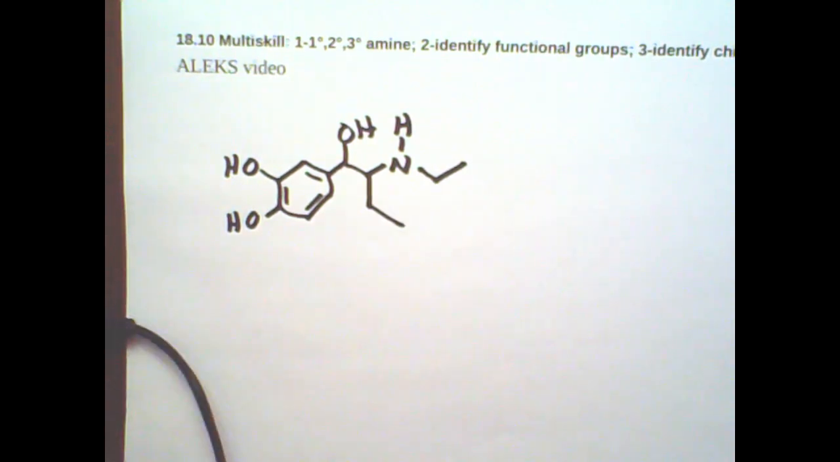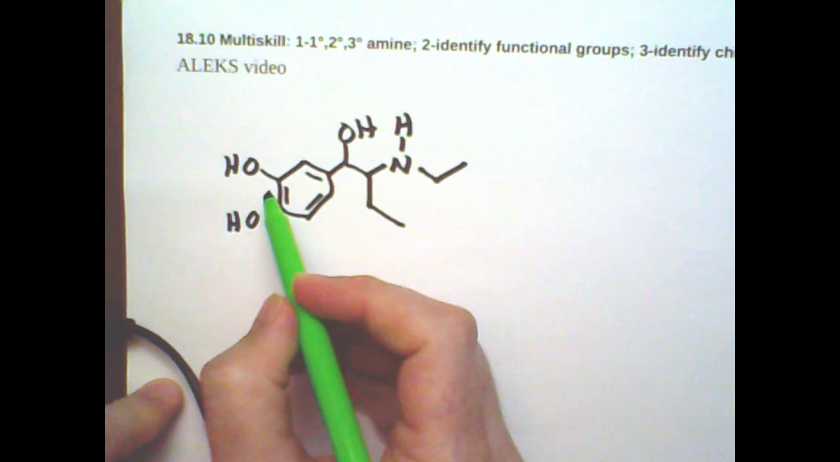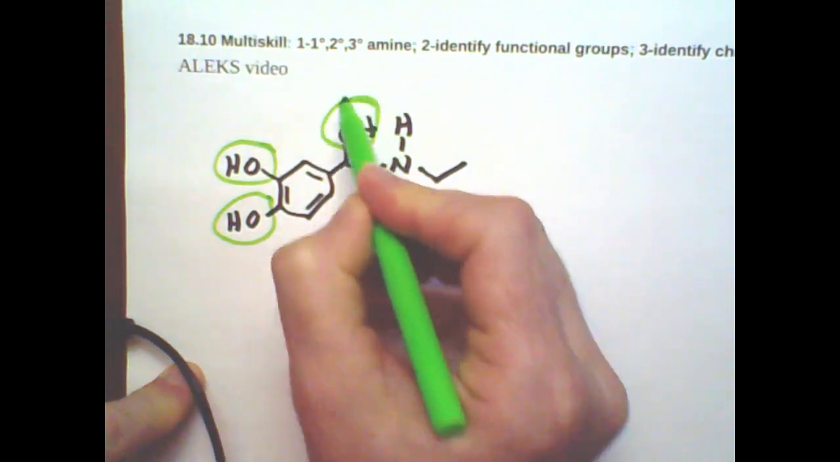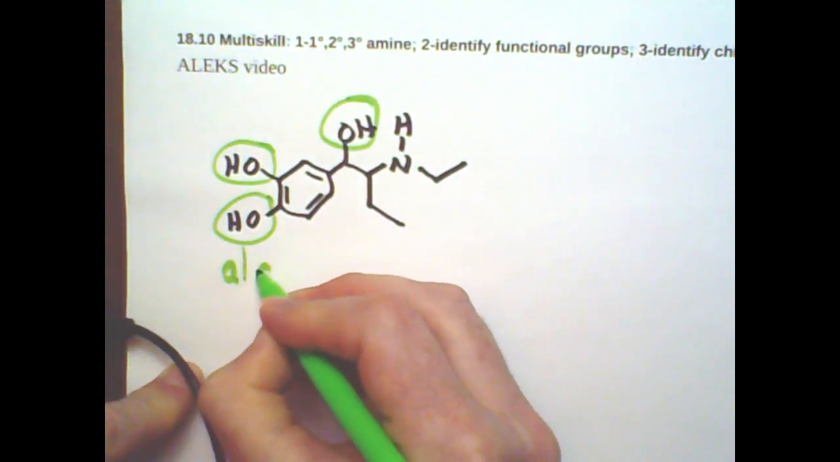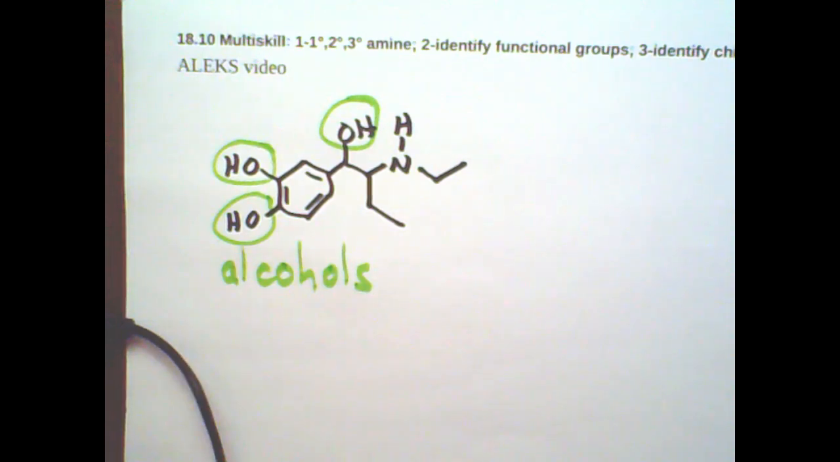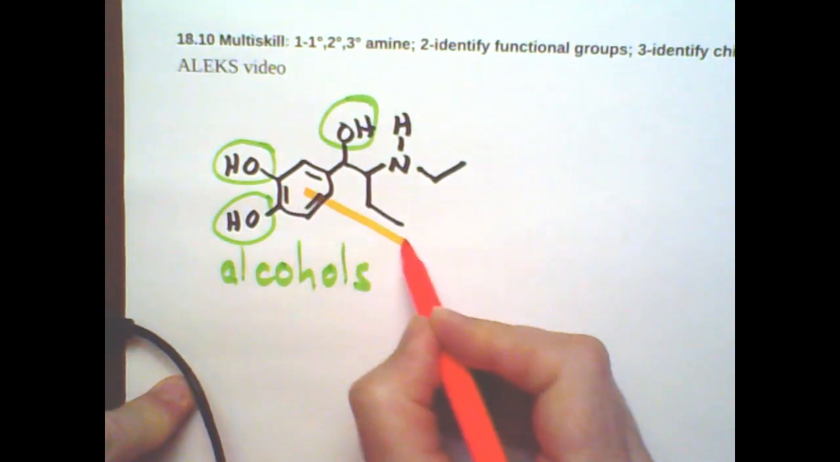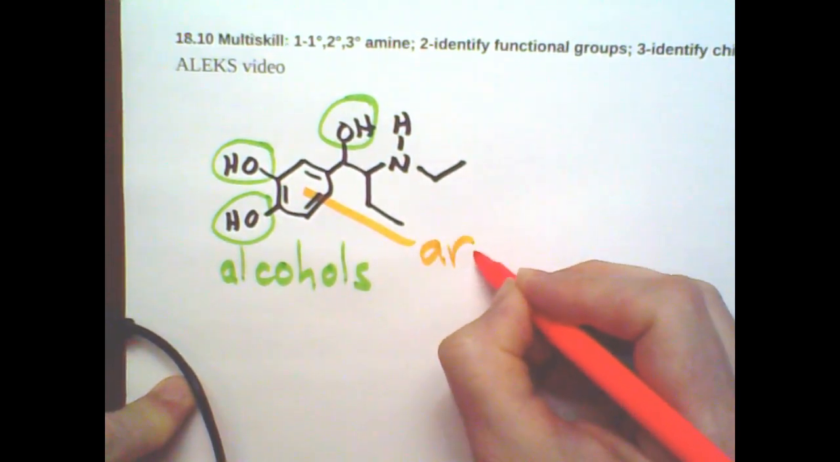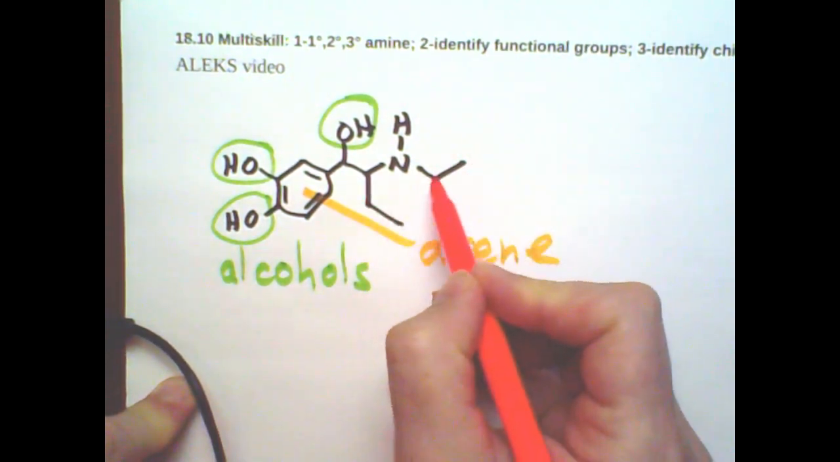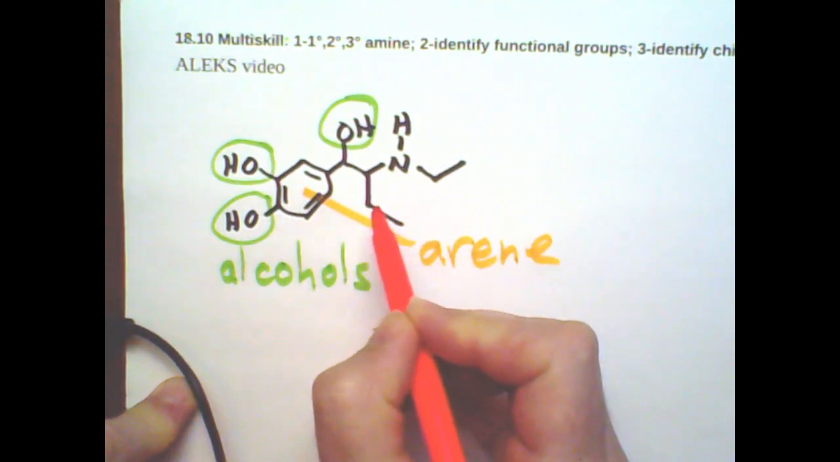All right, we've drawn them all. We can mark them with functional groups. We've got 3 alcohols. You could call these 2 phenol groups. But we've got 3 alcohols and 1 arene. And then we've got an ethyl group off the nitrogen, an ethyl side chain there.